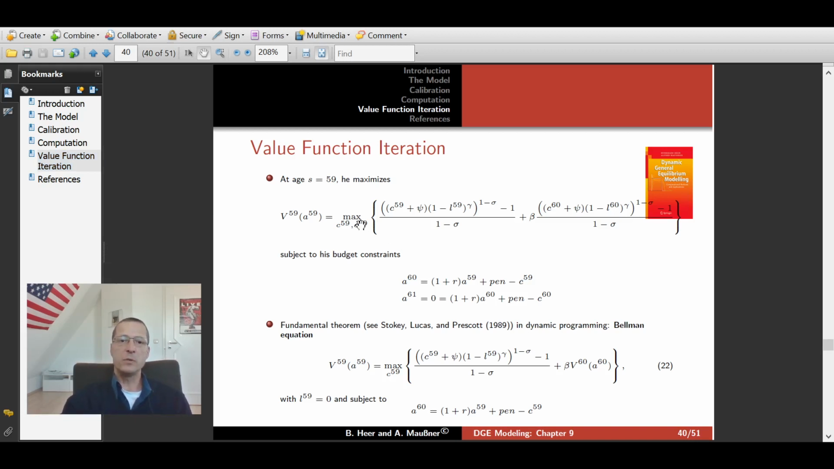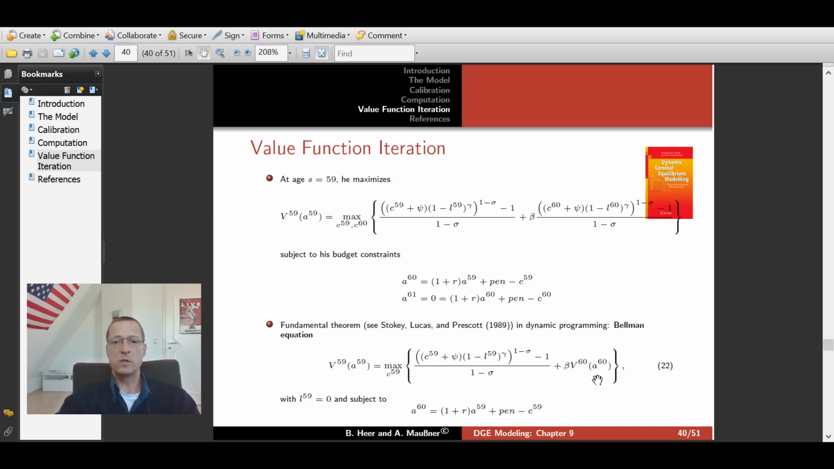So we have reduced this two-control problem into a problem in one control, and we have divided this maximization into subproblems where we just look at optimization at age 59, while simultaneously determining the wealth level at age 60 and therefore our remaining lifetime utility.